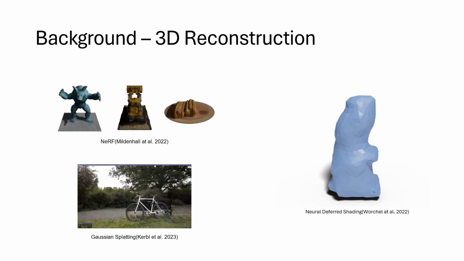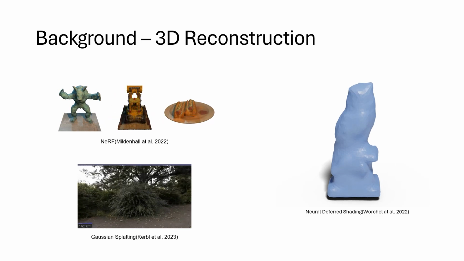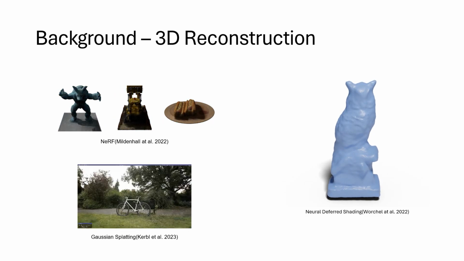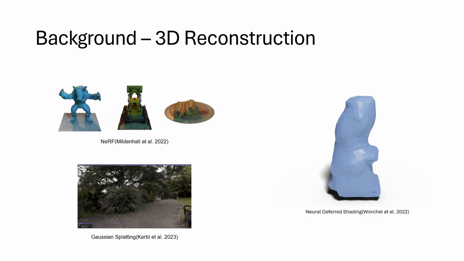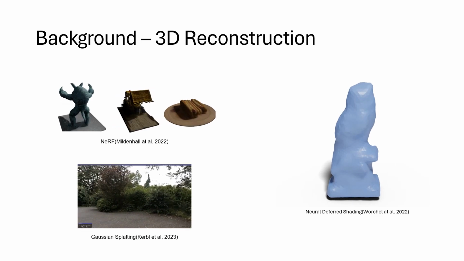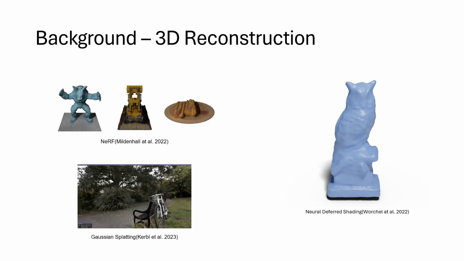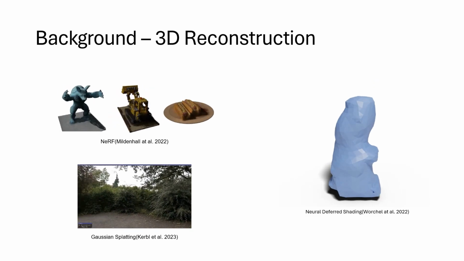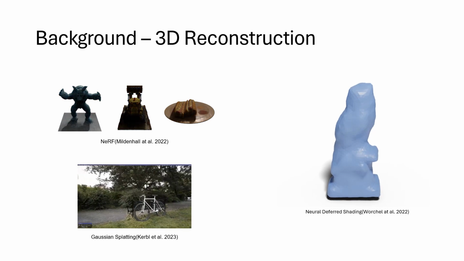As deep learning techniques gain prominence in both computer vision and graphics, neural rendering plays an important role in 3D reconstruction. Neural radiance fields, NeRFs, and Gaussian splatting are advanced volumetric scene representation techniques, with NeRFs using a continuous volumetric function and Gaussian splatting leveraging a collection of Gaussian kernels, both enabling high-quality novel view synthesis. Neural deferred shading, on the other hand, jointly optimizes the mesh and shader, achieving accurate and efficient reconstructions.